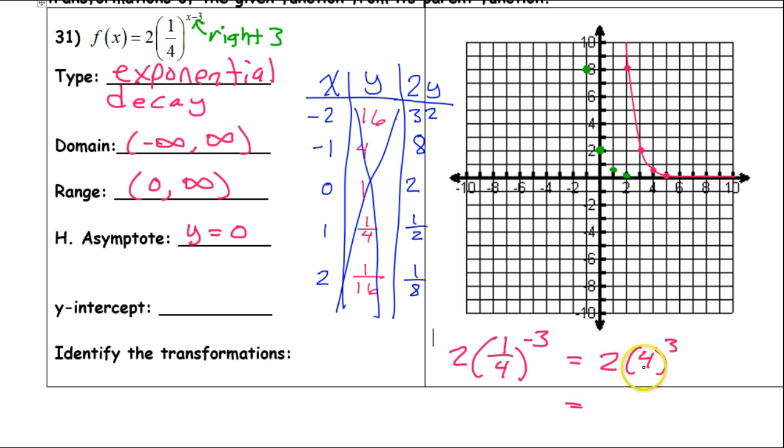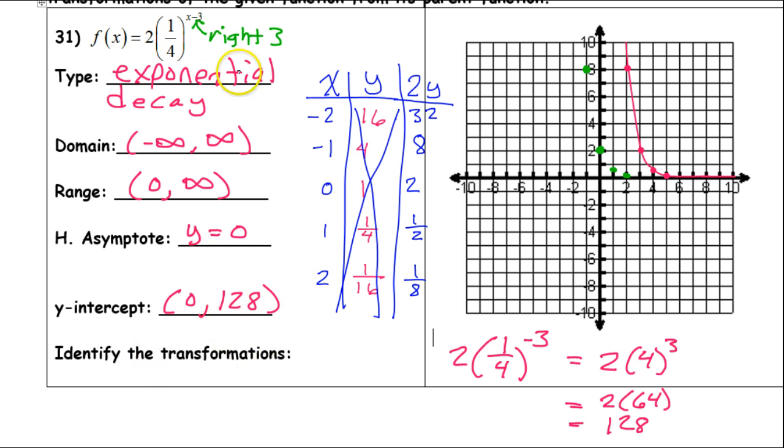Do not multiply these and get 8. Order of operations: you have to do 4 to the third power first. So this will be 64. So 2 times 64 is 128. So this is going to give me the y-intercept. It will be (0, 128).